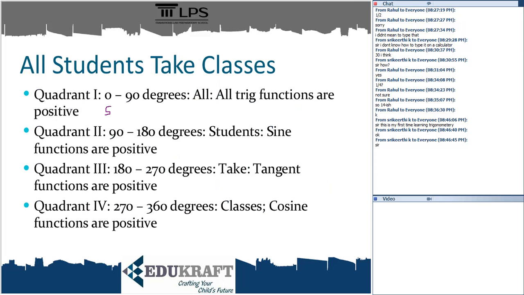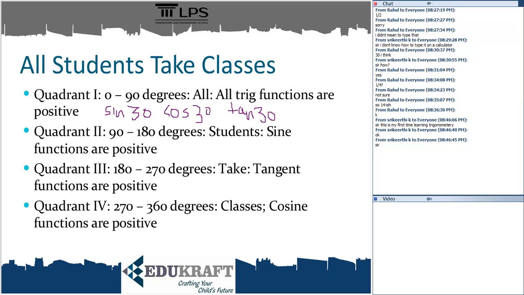Try to find out sine of 30, cos of 30, tan of 30. The answer that you are going to get on your calculator is all going to be positive, whether you find out sine of 30, cos of 30 or tan of 30. Any of these answers is going to be positive.